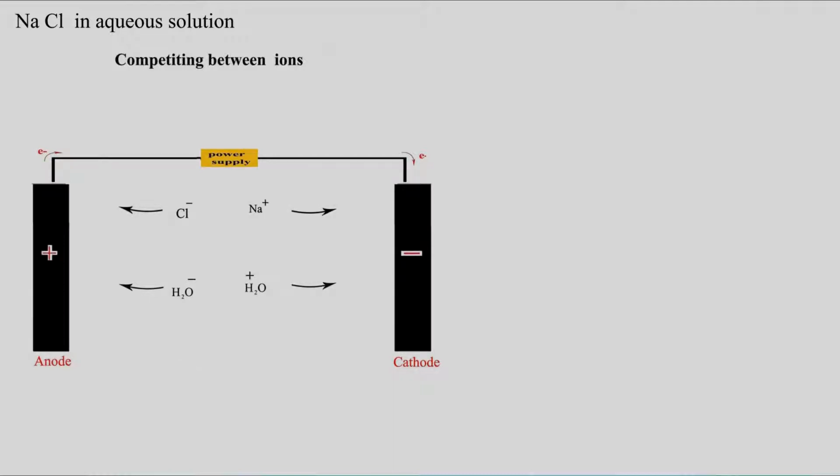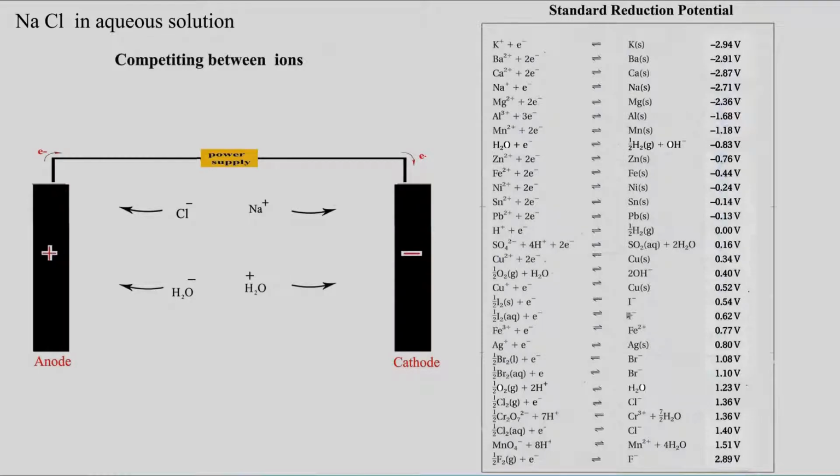So now there are two competitions. Cl minus and the negative part of the water both want to go to the anode. Na positive and the positive part of the water both want to go to the cathode. Now we look at the standard reduction potential. Remember, the anode flows up to the cathode.